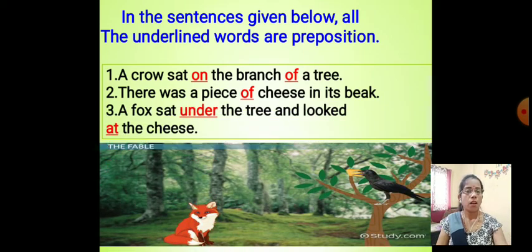Third one, a fox sat under the tree and looked at the cheese. Here under and at also show what? Yes, the relation between noun and pronoun. Right? Next one.